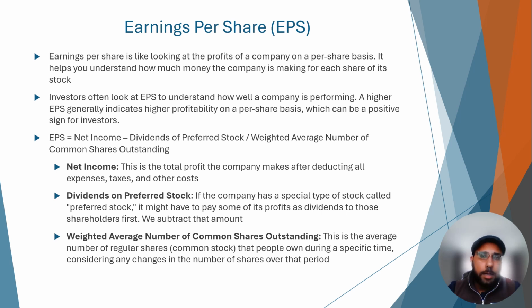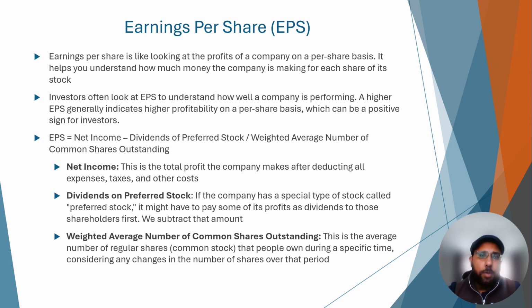A higher earnings per share generally indicates that the company is more profitable, which can be a positive sign for investors, especially if year on year on year, earnings per share keeps getting stronger. Earnings per share is listed right at the bottom of an income statement. Some income statements have it, some don't.